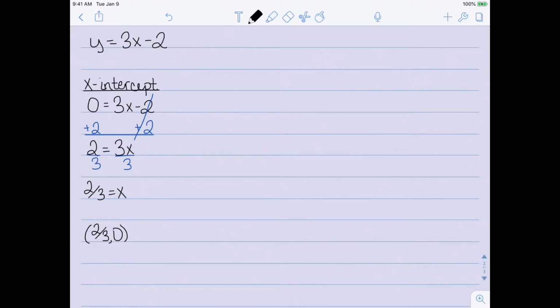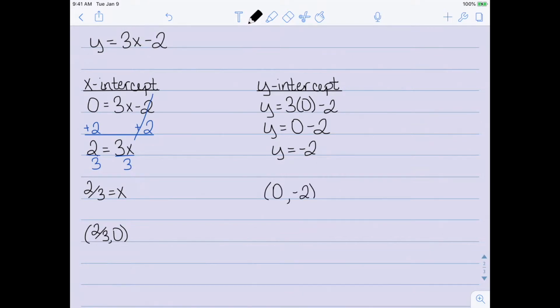Now let's find the y-intercept. For the y-intercept, I need to let x be equal to 0. We know that 3 times 0 is 0, and 0 minus 2 is negative 2. As a result, we have the y-intercept, (0, -2). X has to be 0, y is negative 2.